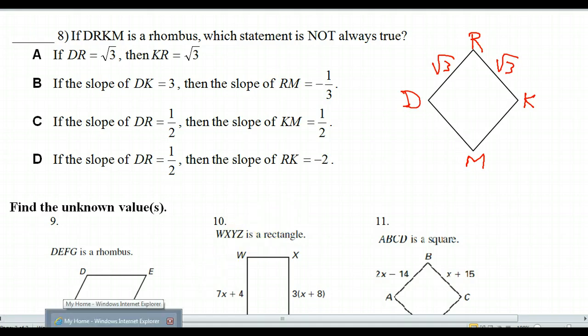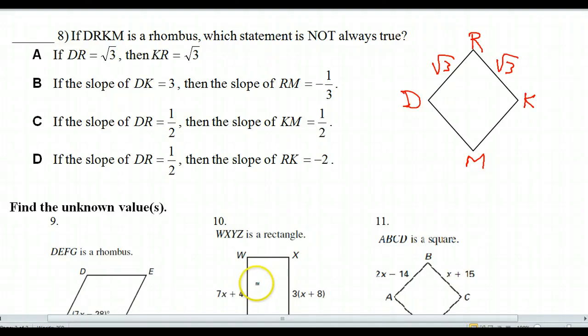What's the definition of a rhombus? All sides are congruent. It tells us it's a rhombus, so that's 4 congruent sides. So yes, if DR is radical 3, then KR is also radical 3. So that one is always true. We're looking for the one that is not always true, so we will scratch out A because that is always true. Boom. So let's move on to B.